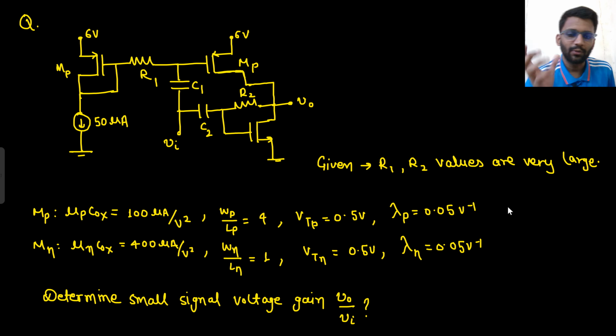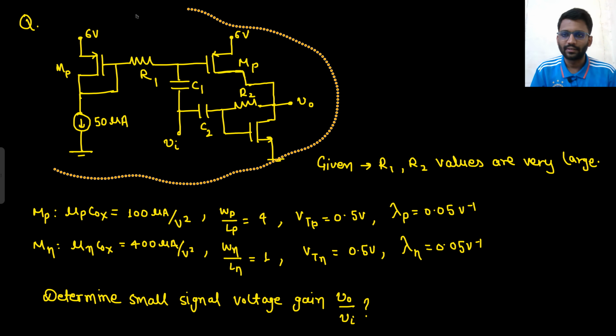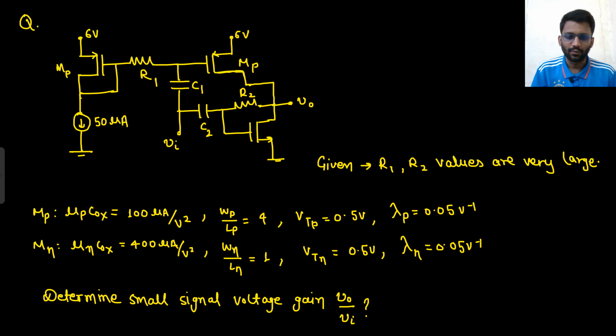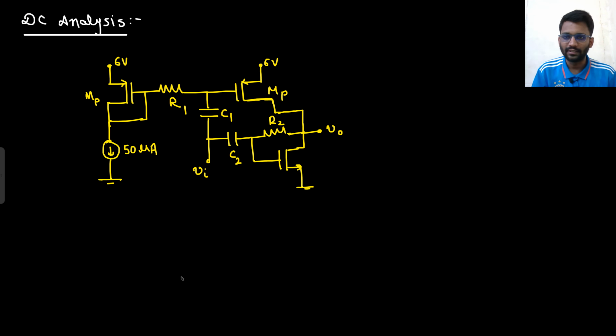So let's solve this problem now. You have to determine small signal voltage gain. So if we need to determine small signal voltage gain, we would need the value of Gm. And if you need the value of Gm, you would need the DC current. And if you need the DC current, you need to do the DC analysis. So let's just do the DC analysis first. So let's copy this circuit for DC analysis purpose, and we will do the DC analysis now.